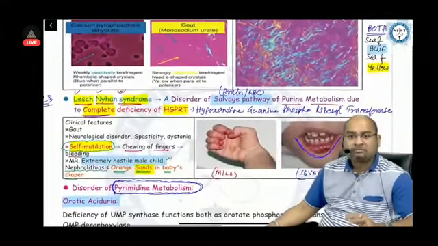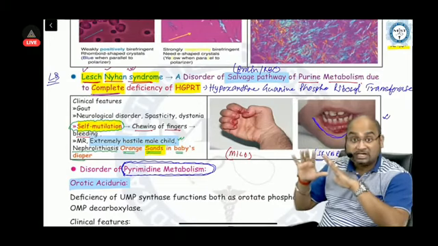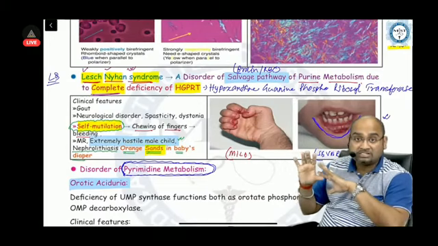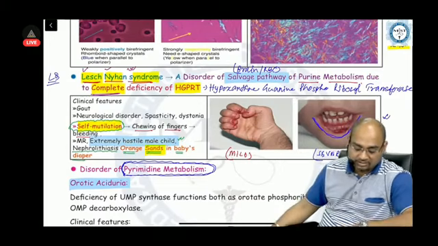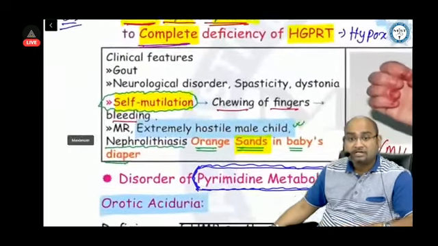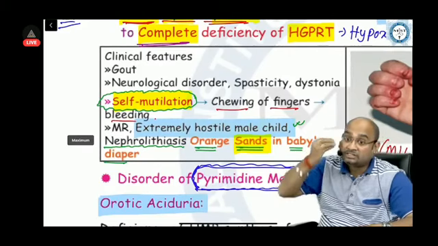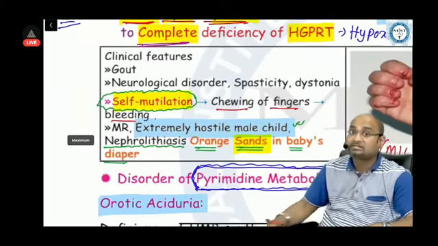Lesch-Nyhan syndrome, one of the peculiar disorders, is seen only in the male child. It will not be seen in female children, it cannot happen in a female child. Lesch-Nyhan syndrome is only seen in male children, and these children are extremely hostile. Remember, if you go for this, you will get this. Please try to understand, my dear friends.